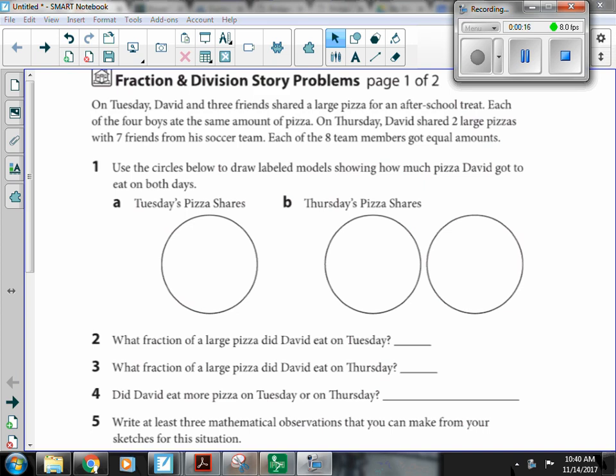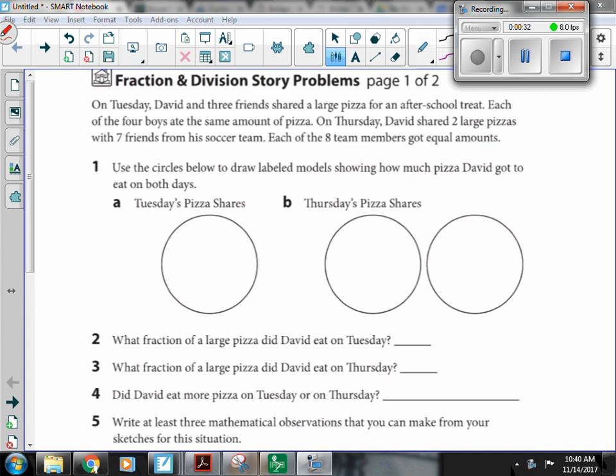Each of the 4 boys ate the same amount of pizza. On Thursday, David shared 2 large pizzas with 7 friends from his soccer team. Each of the 8 team members got equal amounts. Then it says, use the circles below to draw a model showing how much pizza David got to eat on both days.